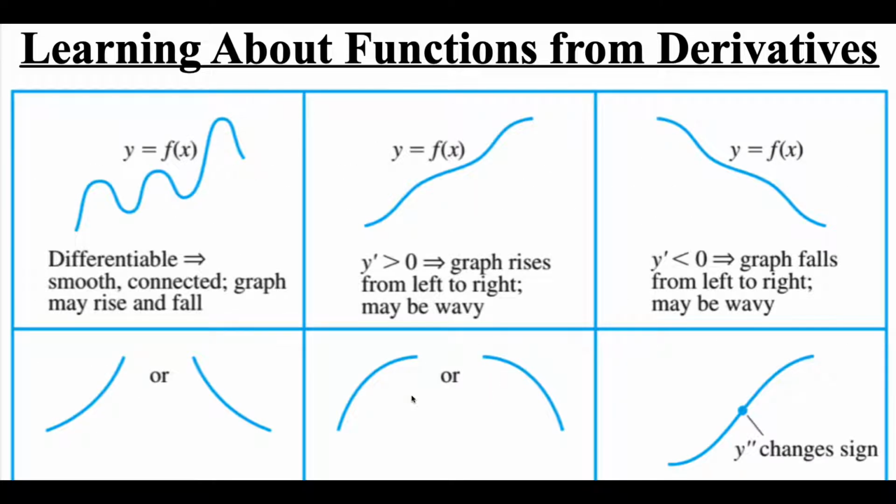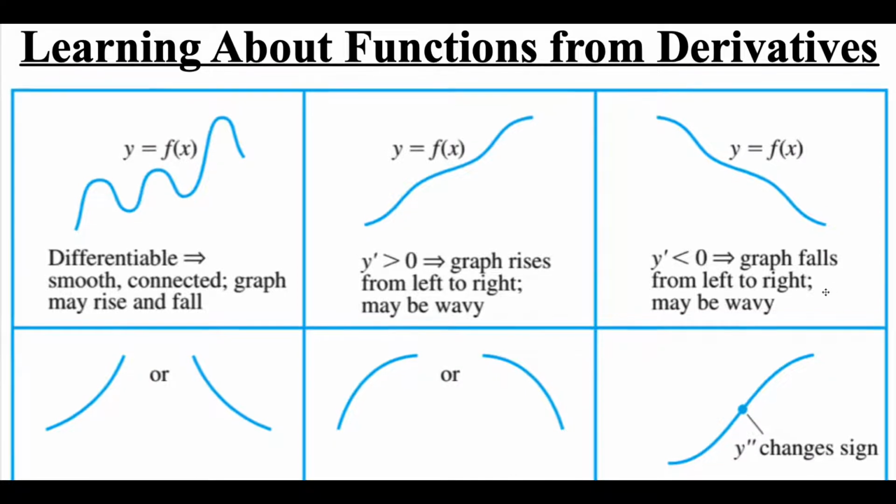So there's a lot of things that we can figure out graphically based on knowing information about the derivative or the second derivative of a function. So in this top left-hand corner, if we know that our function is differentiable, then that means that we have to have a smooth connected curve, and the graph could rise or it could fall. Now, knowing that the derivative is positive, we know that the graph has to rise from the left to the right. Now, there could be some waves in there, but it has to increase from the left to the right. Conversely, if we know the derivative is negative, then the graph has to fall from the left to the right.